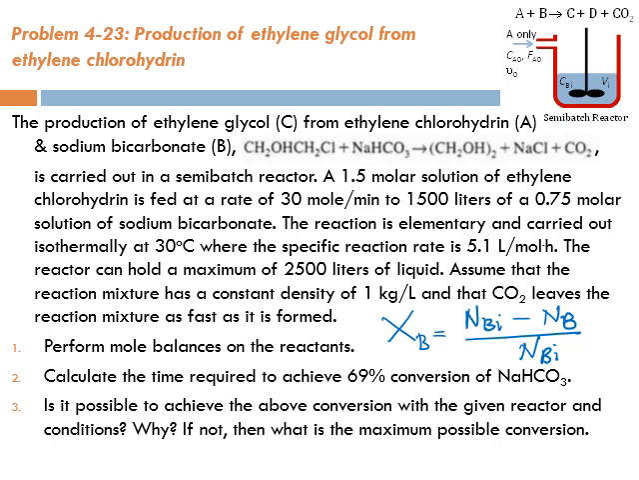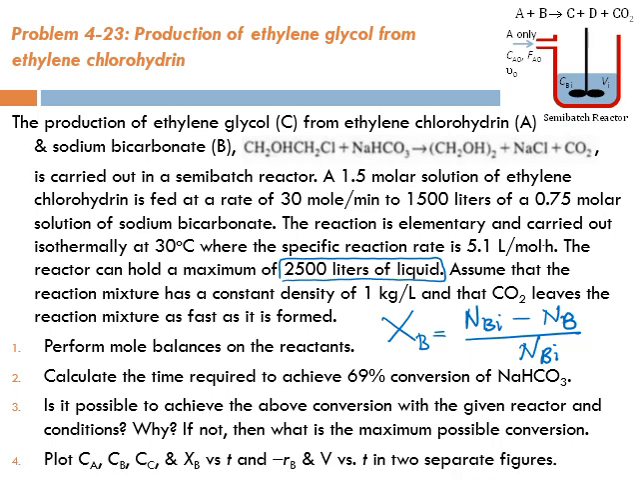Right. Is it possible to achieve the above conversion with the given reactor and condition? If not, then what is the maximum possible conversion? Of course, you have to be aware of the fact that the reactor does not carry more than 2500 liters. Okay, so I think you can do all of this at home, right? And then finally, you're going to plot C_A, C_B, C_C, and X_B versus t, and -r_B and V versus t in two separate figures. So I'm going to use two figures only.